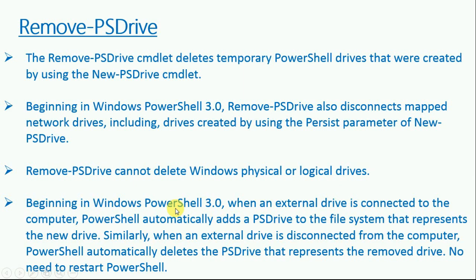And in Windows PowerShell 3 onwards, if any external drive is connected, PowerShell will automatically detect it and we will be able to see the PS drive related to that. And again, if that external drive is disconnected, we will see that the PS drive related to that file system is automatically removed from the list. So we don't need to restart PowerShell. This is the feasibility, that every time we don't need to restart PowerShell.